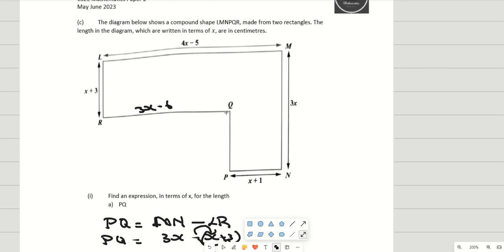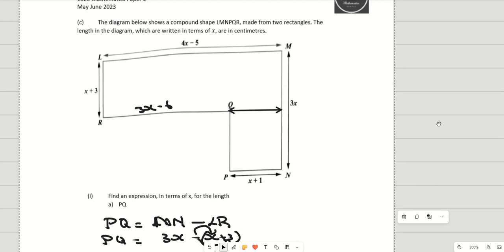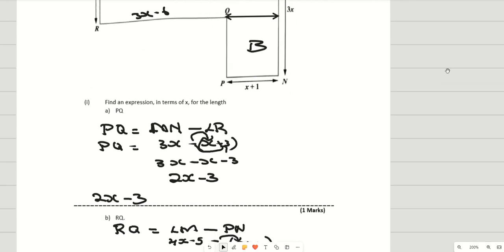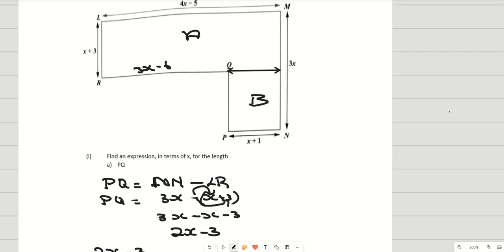So there are 2 ways you could do it. You could either put this way to get your 2 rectangles, right? Or you could put it like this. Whichever one you prefer, both of them should still give you the same answer. We'll call this A, right? And we'll call this B. We already know the length of PQ. The length of PQ was 2x minus 3.